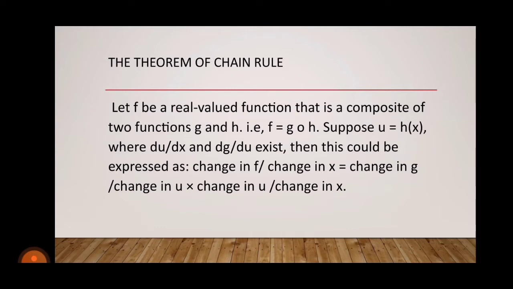Let f be a real-valued function that is a composite of the two functions g and h. For example, f is equal to g ∘ h. Suppose u is equal to h(x), where du/dx and dg/du exist. Then this could be expressed as change in f over change in x is equal to change in g over change in u times change in u over change in x.